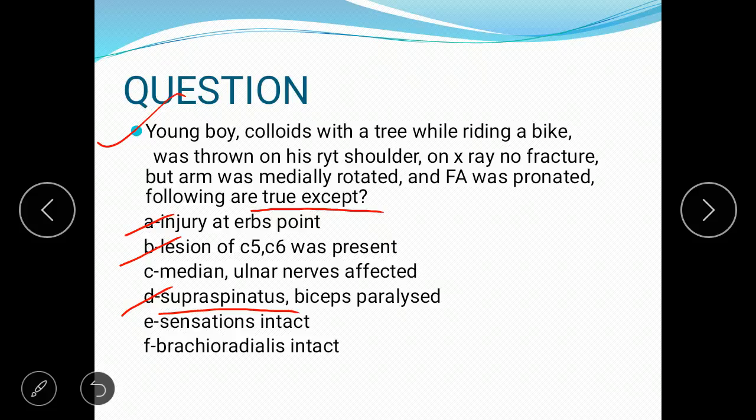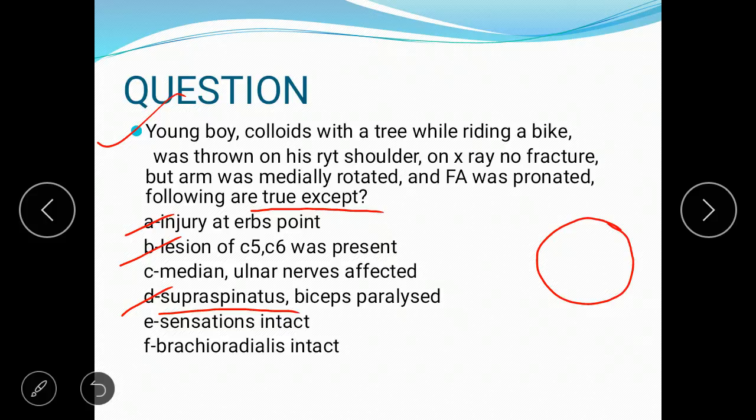Remember that the function of supraspinatus is to initiate abduction. The main abductor of the shoulder joint is deltoid, but to initiate the abduction at the shoulder joint, supraspinatus is there to act. To be more precise, supraspinatus causes the initial 15 degrees of abduction at the shoulder joint. So this option is also correct. Sensations intact. Now coming to the axillary nerve, let me tell you how a spinal nerve forms.